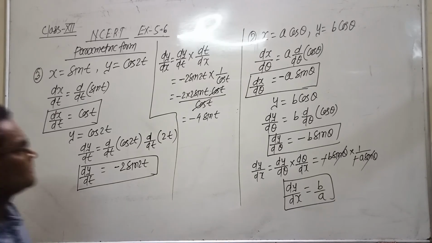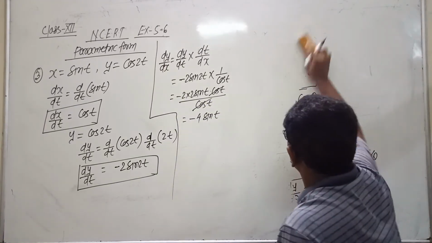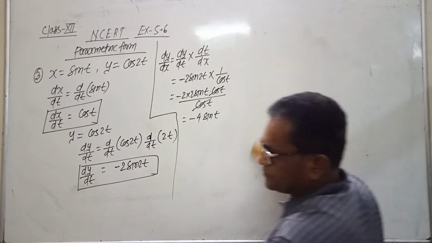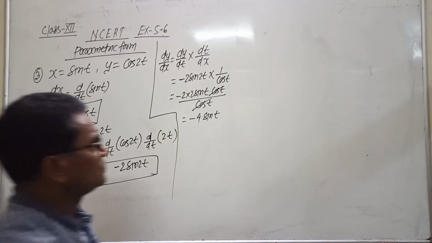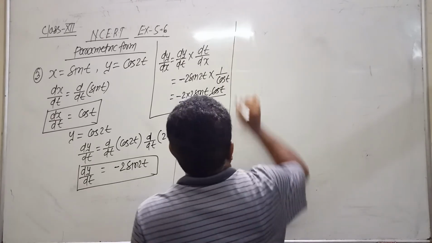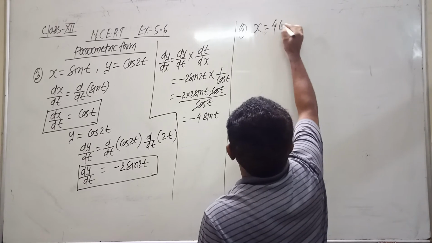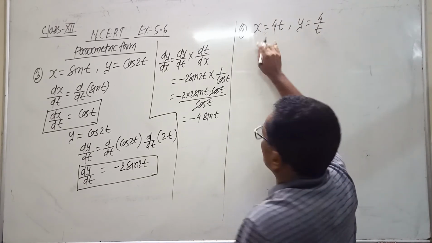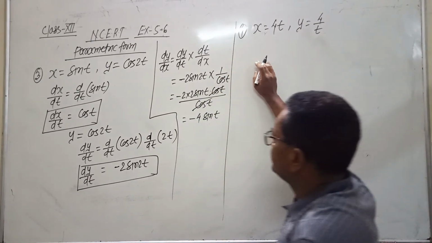Question number 4. Fourth question. x equals 4t and y equals 4 by t. So this is the function of x in terms of t.